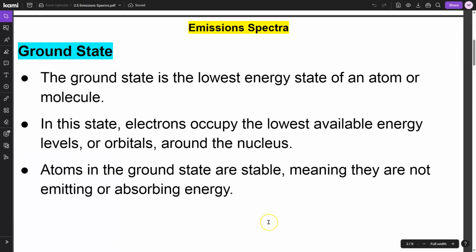So let's talk about the ground state. The ground state is the lowest energy state of an atom or a molecule. In this state, electrons occupy the lowest available energy levels, or orbitals, around the nucleus. Atoms in the ground state are stable, meaning they are not emitting or absorbing energy.